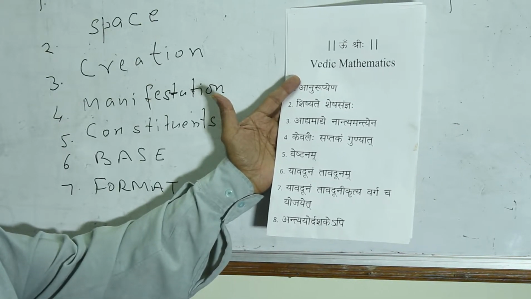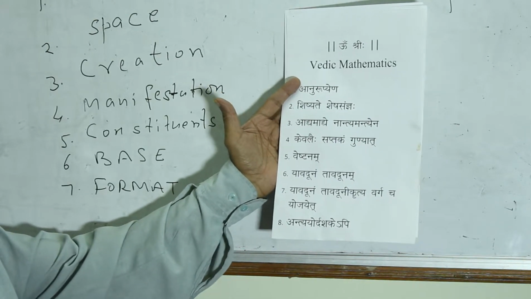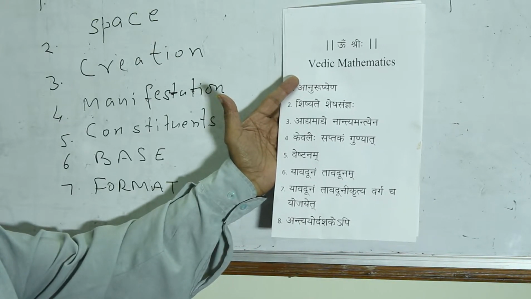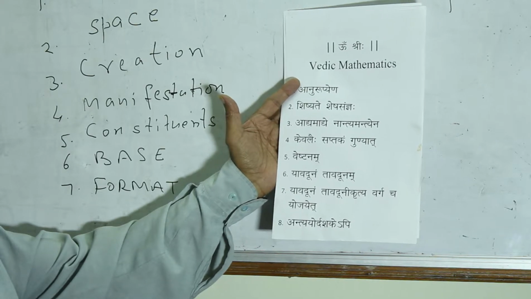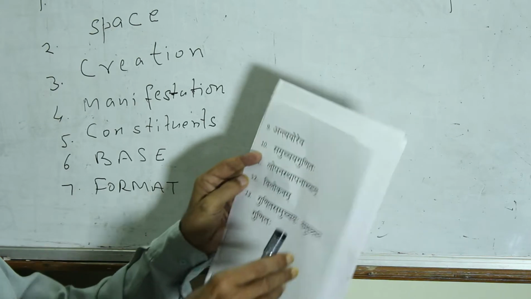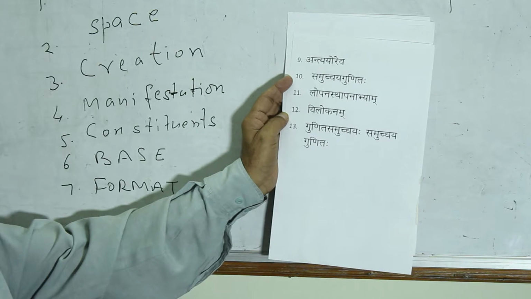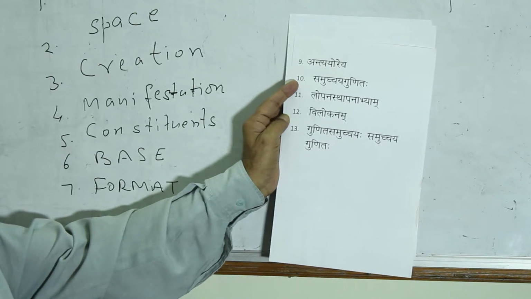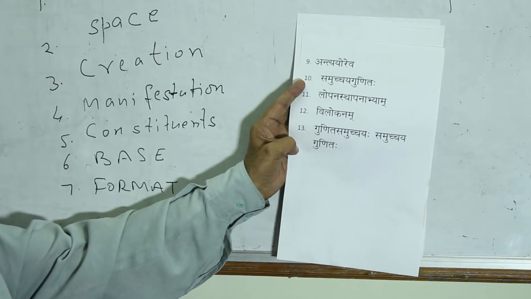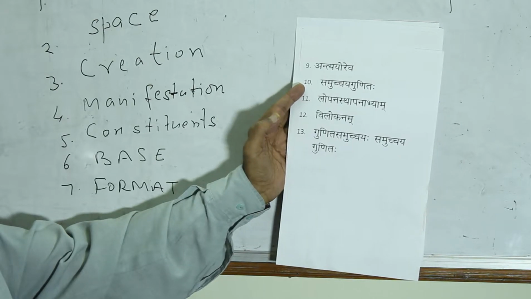Fifth Upsutra is Vestanam. Sixth Upsutra is Yavdunam Tavdunam. Seventh Upsutra is Yavdunam Tavdunikritya Vargam Cha Yojayet. Eighth Upsutra is Antyayor Dashake Api. Ninth Upsutra is Antyayoreva. 10th Upsutra is Samuccaya Gunitah. 11th Upsutra is Lopana Sthapanabhyam. 12th Upsutra is Vilokanam. And 13th Upsutra is Gunita Samuccaya Gunitah.